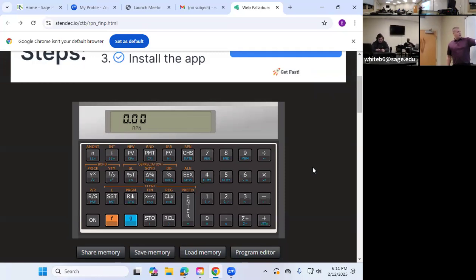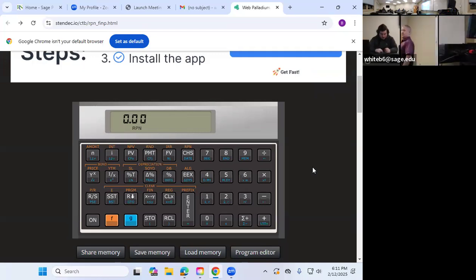CFO, CFJ, NJ, we're not using in this course. All right, so underneath PV, PMT, and future value, we're not using those. Well, top 5 numbers or letters always. 12x and 12 divided, we will use today. All right.